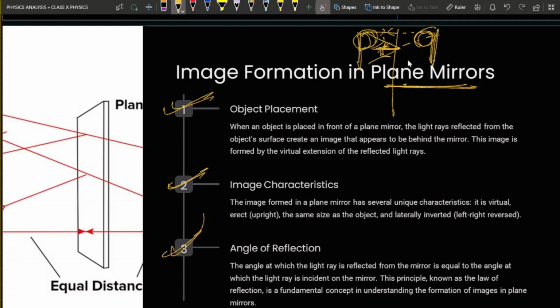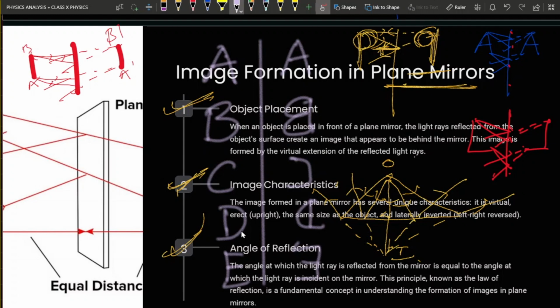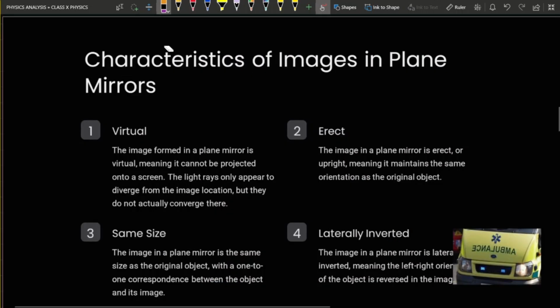So in this way, if the image is formed, it has some characteristics, some properties, which we will also discuss here. So let us draw, and I am discussing these characteristics on the next page. Let us now consider the characteristics of the image formed by a plane mirror. You can note down the properties of the image formed that I am going to discuss here.